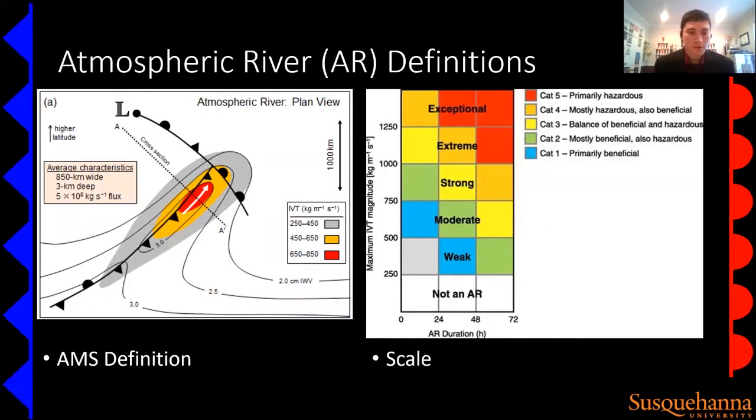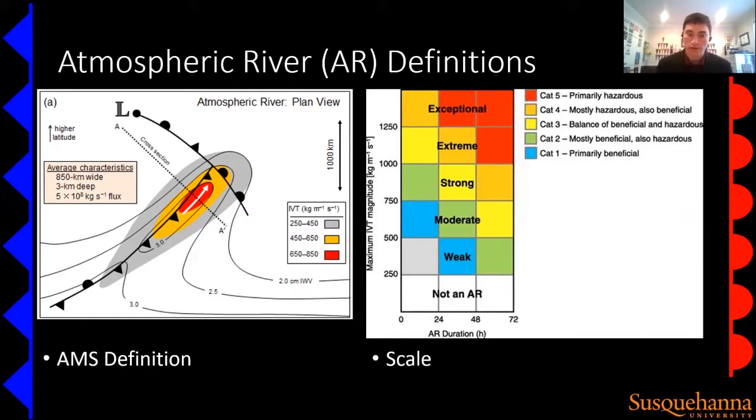So just a little bit of background, summarized from the AMS definition, an atmospheric river, or an AR, is a long and narrow corridor of water vapor. It ends up bringing a ton of moisture to the area being studied or observed.